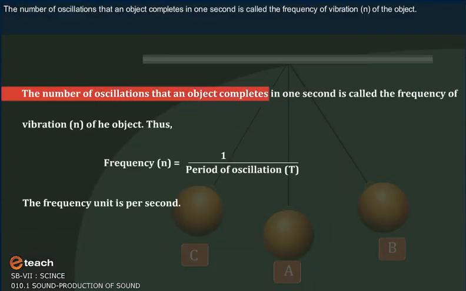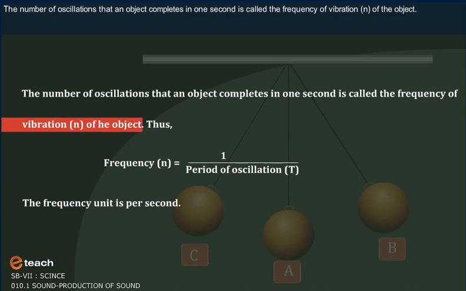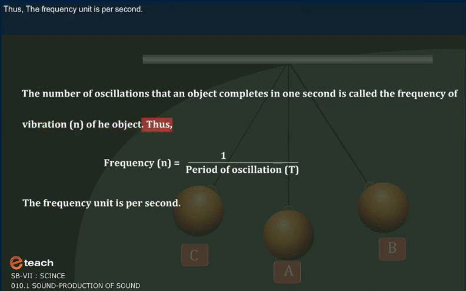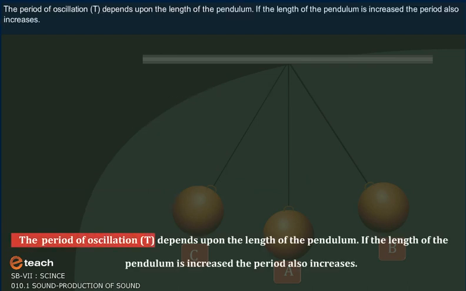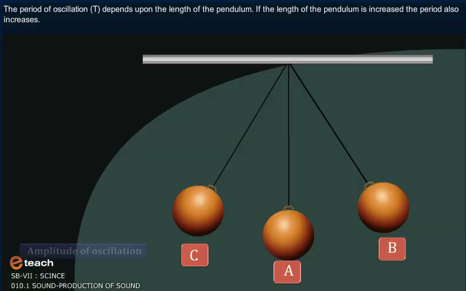The number of oscillations that an object completes in 1 second is called the frequency of vibration, small n, of the object. Thus, frequency n is equal to 1 upon period of oscillation, capital T. The frequency unit is per second. The period of oscillation, capital T, depends upon the length of the pendulum. If the length of the pendulum is increased, the period also increases.